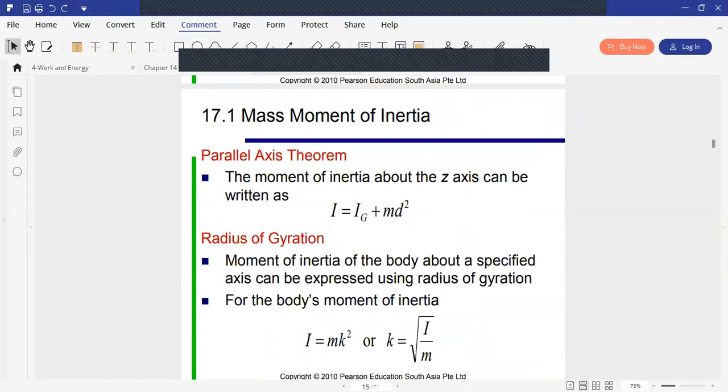This distance we call the radius of gyration. So the radius of gyration will be smaller than the radius of the full disk, because it's like an average value that gives us the same inertia.